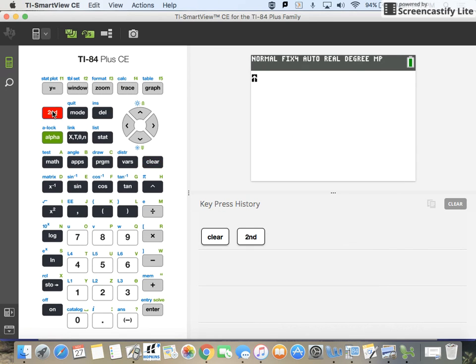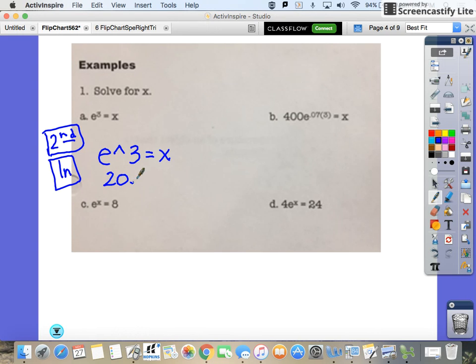So again, you hit second, and then here's your natural log. You see how there's an e in blue right there? That's why we hit the blue key first. So e will show up, 3, hit enter, 20.09. So this is 20.09.